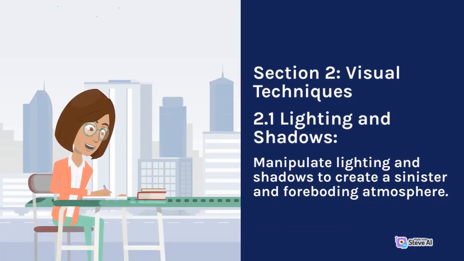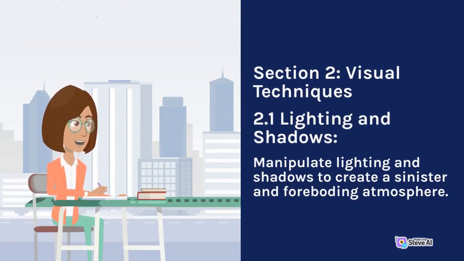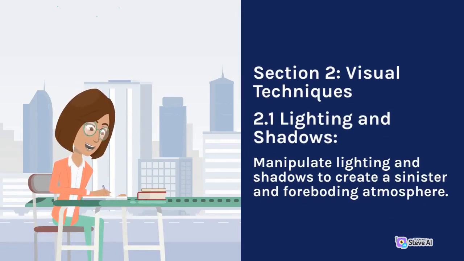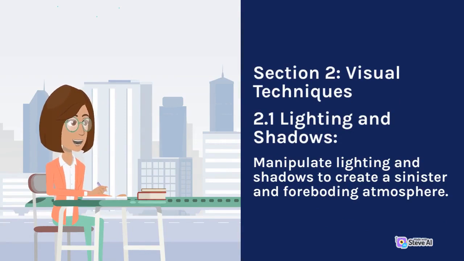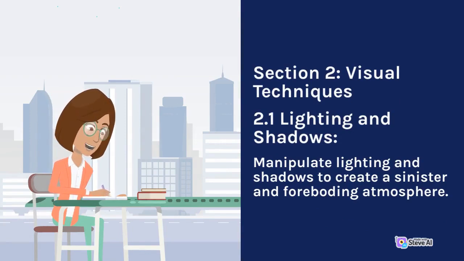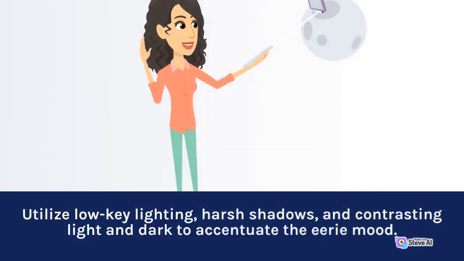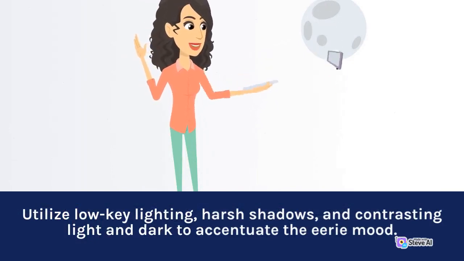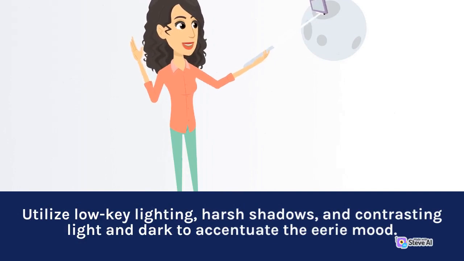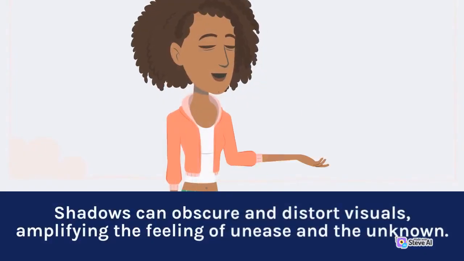Section 2: Visual Techniques. 2.1 Lighting and Shadows. Manipulate lighting and shadows to create a sinister and foreboding atmosphere. Utilize low-key lighting, harsh shadows, and contrasting light and dark to accentuate the eerie mood. Shadows can obscure and distort visuals, amplifying the feeling of unease and the unknown.